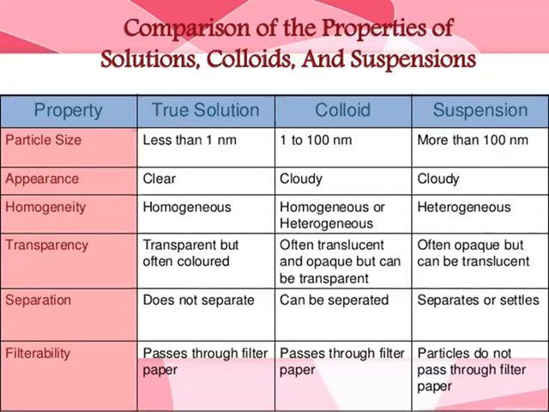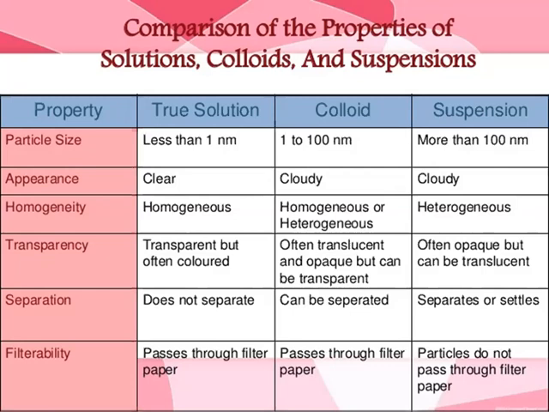Colloids have particle size between 1 to 100 nanometers in diameter, also look cloudy, seem to be homogeneous but are heterogeneous in nature, often translucent and opaque. They can be transparent also, cannot be easily separated, and pass through filter paper. Filter paper pores are quite large enough to allow the particles of the colloid to go through it.